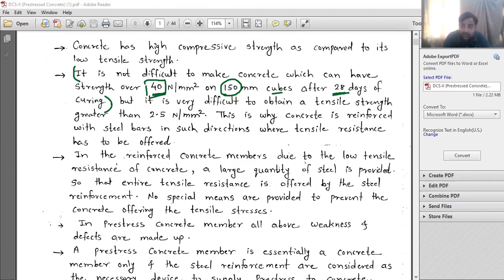That we can make. Okay, so we can achieve this much of compressive strength. Okay, but what is the further point says? But it is very difficult to obtain the tensile strength greater than 2.5 Newton per mm square.